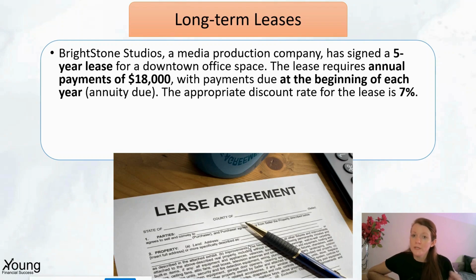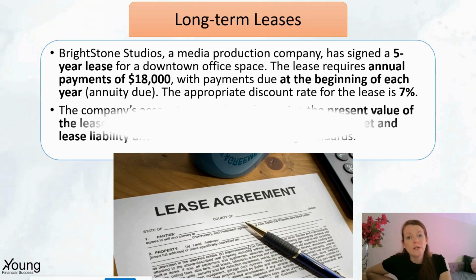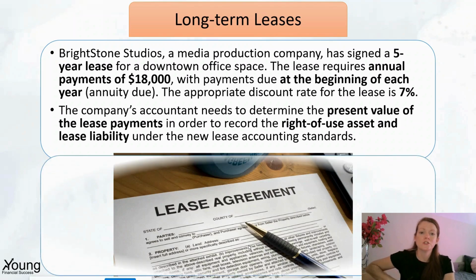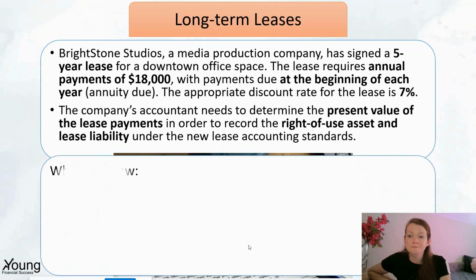You will almost always see with leases that they have to make the payment up front, so that would use annuity due. The company accountant needs to determine the present value of the lease payments in order to record the right of use asset and lease liability. So the right of use asset and lease liability, this is how we are going to represent this long-term lease on our balance sheet. So we'll look at that journal entry here in just a minute.